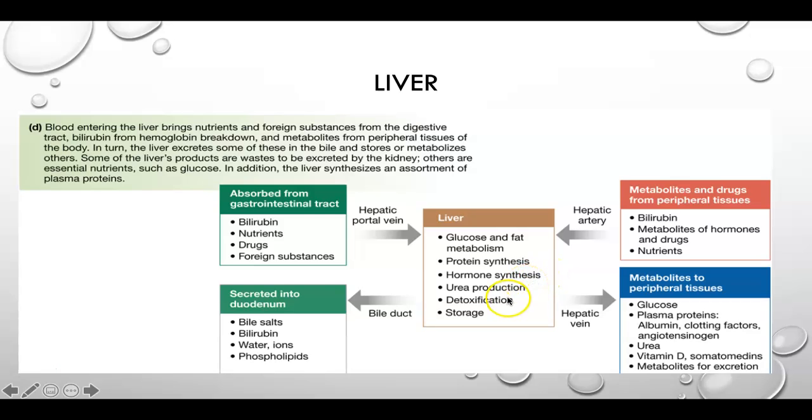And then leaving the liver to the bile duct, they're secreted into the duodenum, which are bile salts, bilirubin, and water, ion and phospholipids. And then over here to the right, metabolites and drugs from peripheral tissues go from the hepatocyte to the liver. Bilirubin, nutrients, metabolites. And then from the liver, it goes through the hepatic vein. Glucose, plasma proteins, albumin, clotting factors, urea, vitamin D, and metabolites.